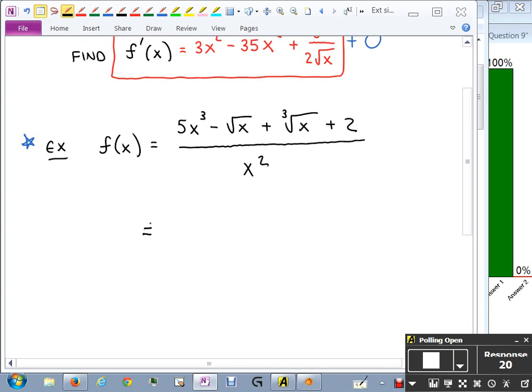So let me rewrite it. Notice I'm not doing a derivative yet. 5x cubed over x squared minus square root of x over x squared plus cube root of x over x squared plus 2 over x squared.